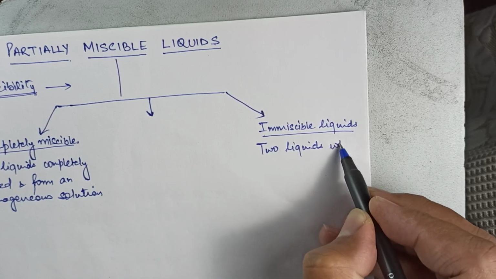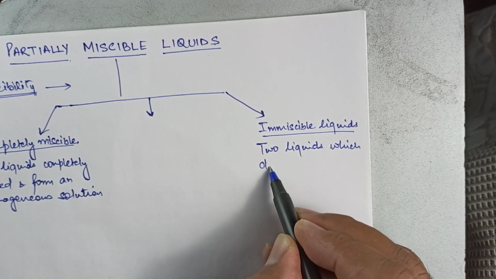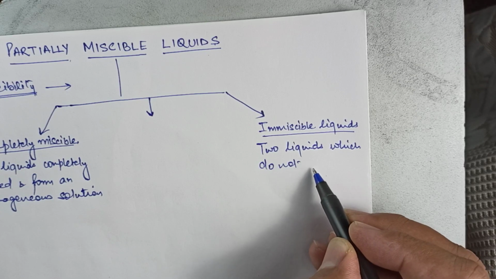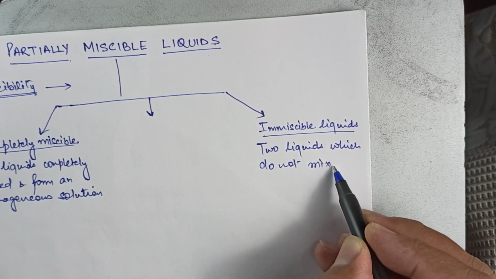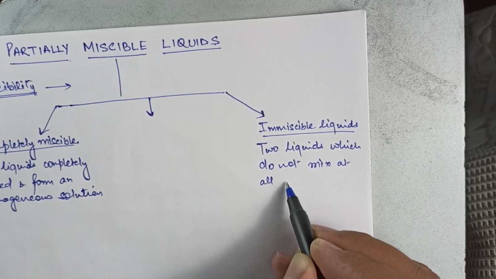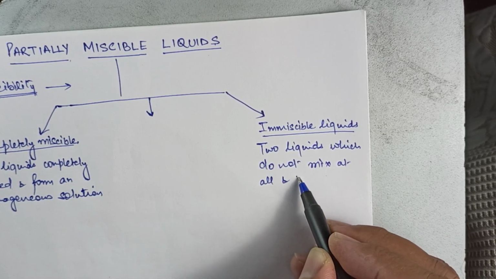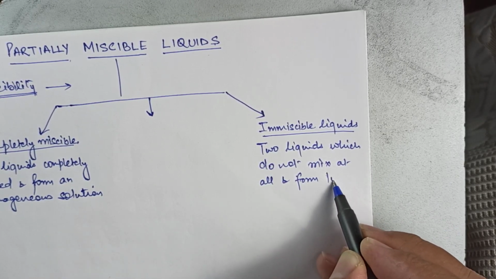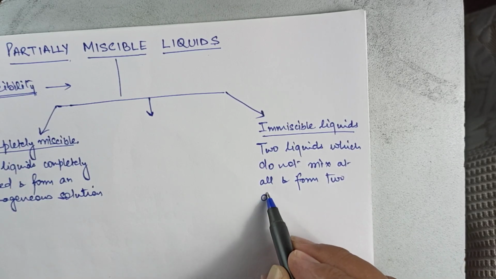Whereas on the other side, the immiscible liquids are the two liquids which do not mix at all and form two distinct layers.